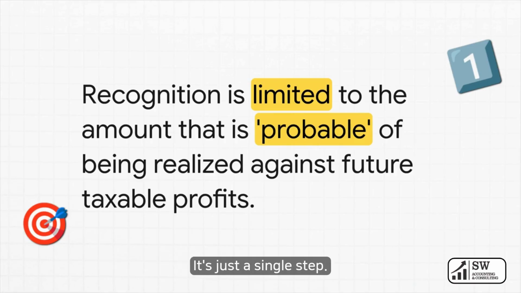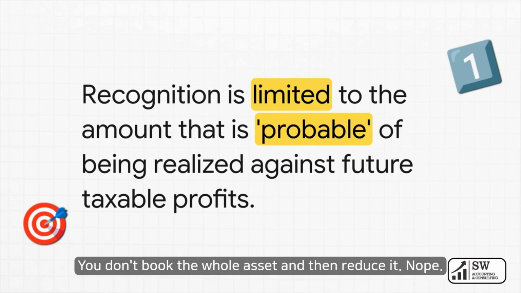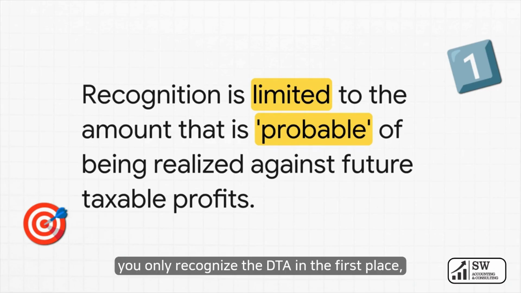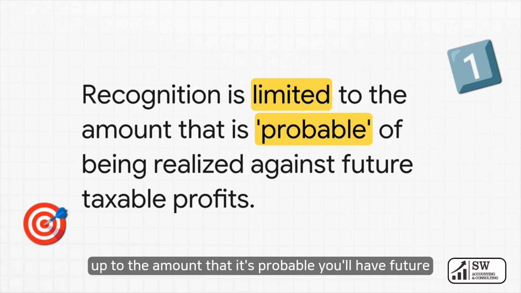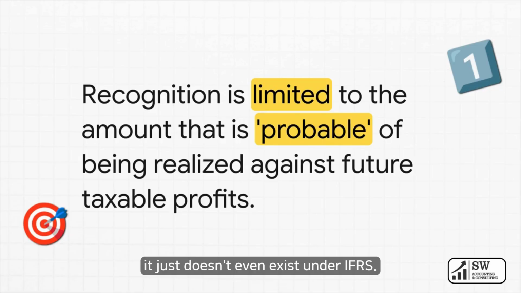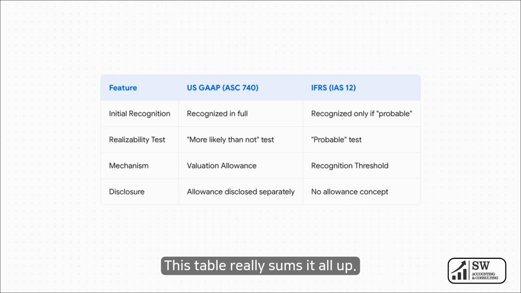Now, IFRS looks at this completely differently. It's just a single step. You don't book the whole asset and then reduce it. Nope. Instead, you only recognize the DTA in the first place up to the amount that it's probable you'll have future profits to use it against. So that whole concept of a valuation allowance, it just doesn't even exist under IFRS.